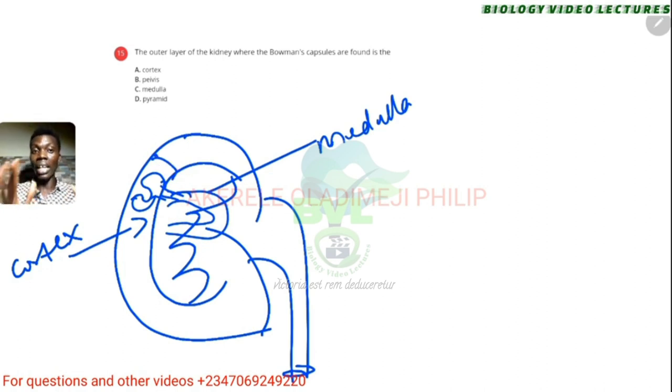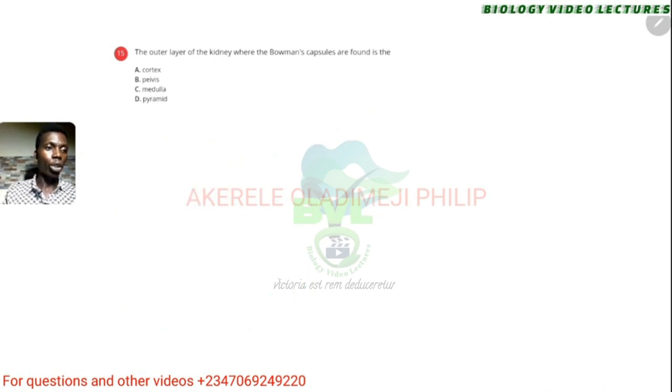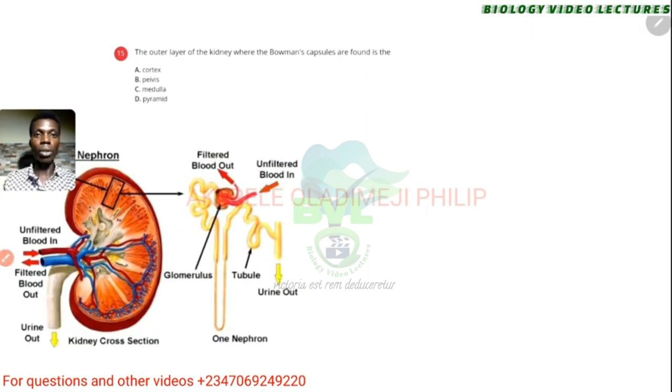I'm not just giving an example. That's how it is. The Bowman capsule of the nephron is within the thickness of the cortex, while the uriniferous tubule, which is made up of the proximal convoluted tubule, loop of Henle and all of that, is found within the medulla and the pelvis. Let me show you that more.